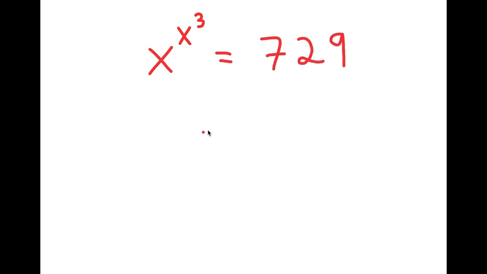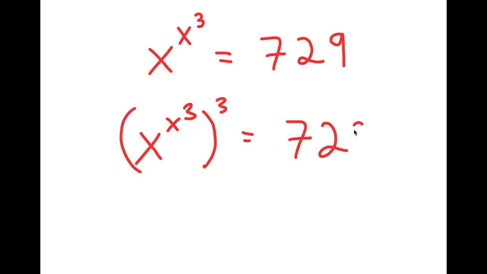Alright, so in this video, I'm going to be solving the equation x to the power of x to the power of 3 is equal to 729. To solve this, what I'm first going to do is take the power of 3 on both sides. So I get x to the power of x to the power of 3 to the power of 3 is equal to 729 to the power of 3.